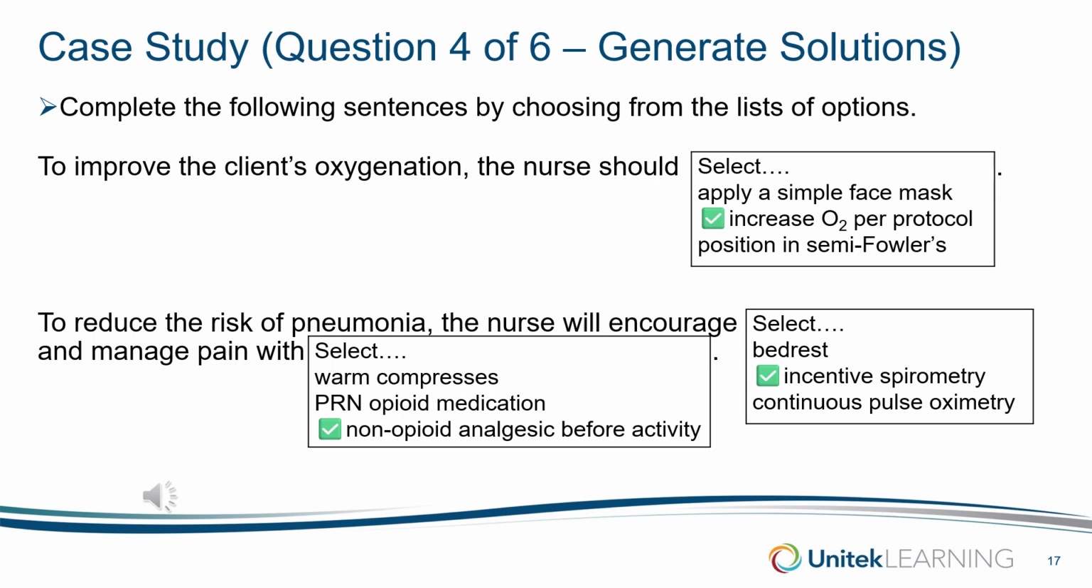Administering an opioid analgesic could suppress respirations and therefore inhibit airway clearance. Warm compresses also will not do anything to help to manage the pain. That will help maybe locally, but is not necessarily indicated for a surgical patient and or for an incision.